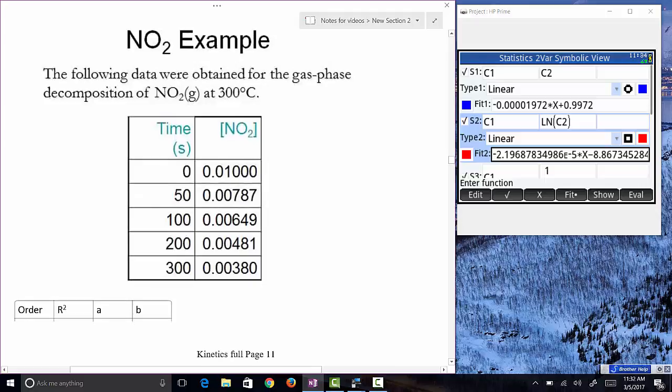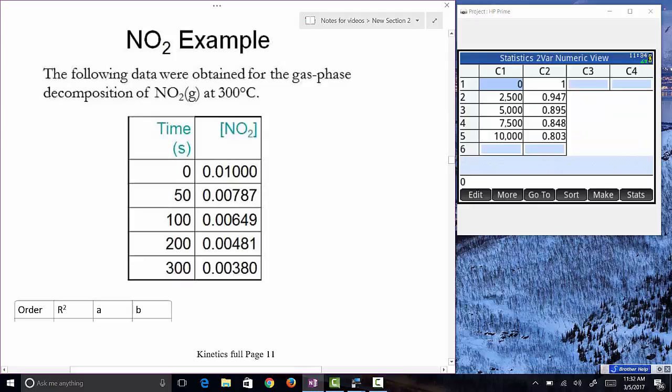So I'm going back to my number view, and I'm going to put my data in: time 0, 50, 100, 100, 300, and then go back up, concentration 0.01, 0.00787, 0.00649, 0.00481, and 0.00380.